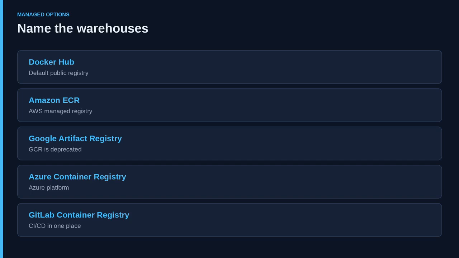Azure Container Registry is Microsoft's service for the Azure platform. GitLab Container Registry lives inside GitLab's CI and CD world, so build, test, and launch can stay in one place. Same job for all of them. Hold images, hand them out, and usually add identity and scanning on top.